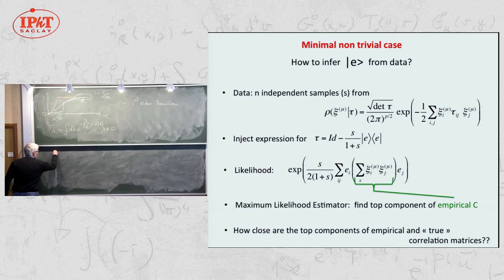So let me draw again R as a function of alpha. This is 1. And what you get in that case is simply something like that. This is 0 up to some finite critical alpha, alpha c. And then the thing will increase. R will increase. Okay?